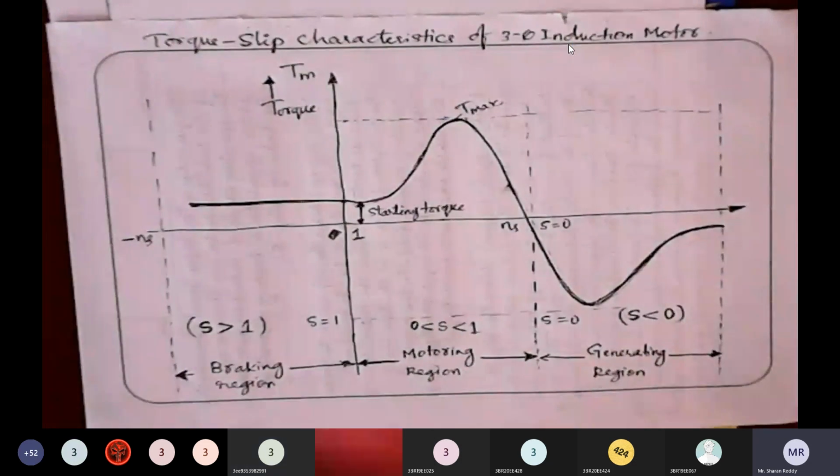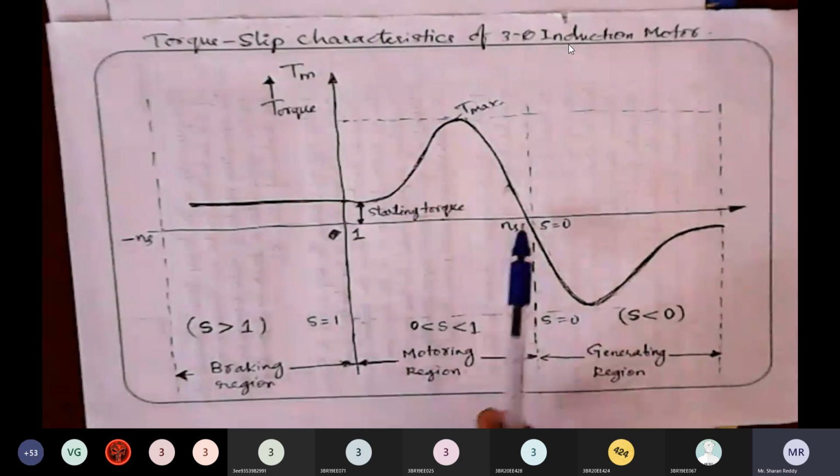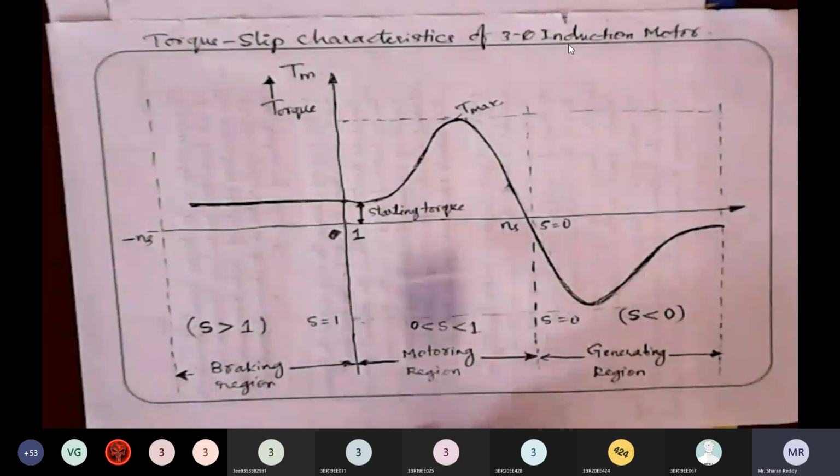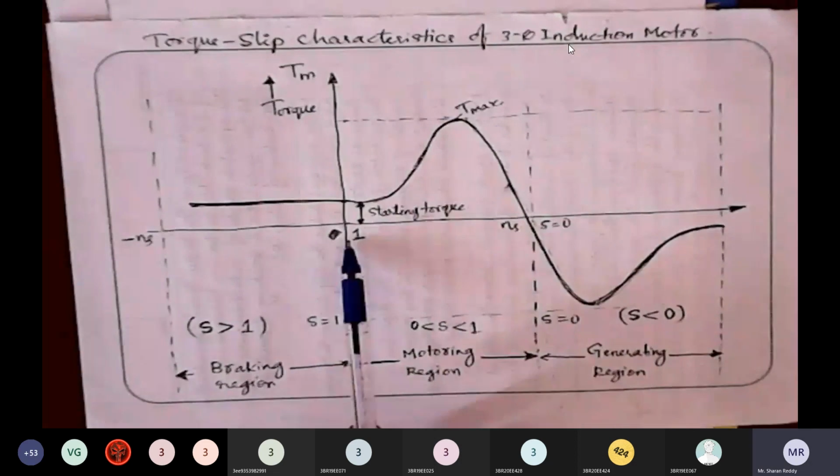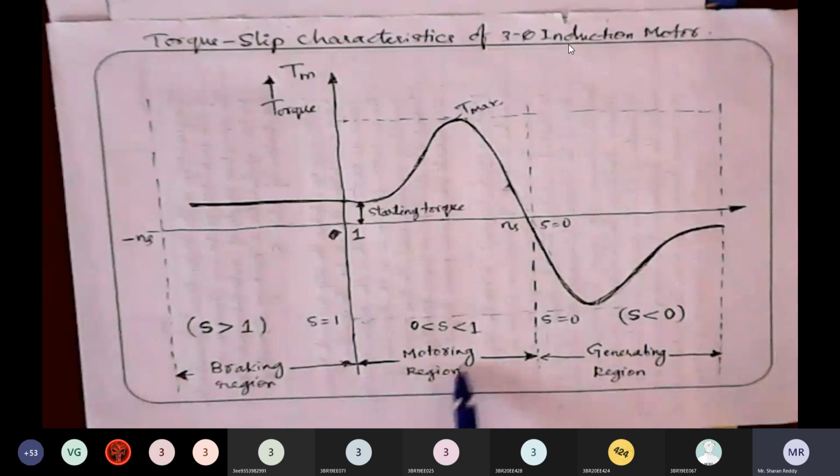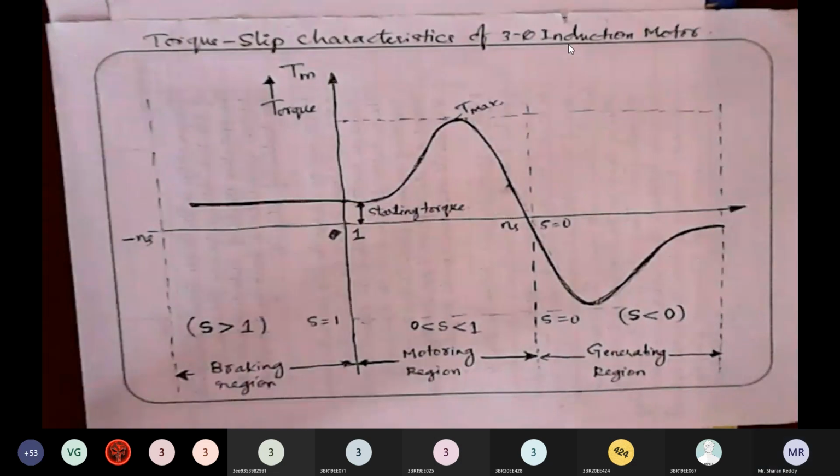Yes, sir. So far I explained only this graph here, only from here to here, 0 to 1 slip value. Slip is 0 here, and slip is 1 here. The motor can be operated in the motor operating region, generating region, and braking region. We can operate the induction motor in three different modes. This I explained already.